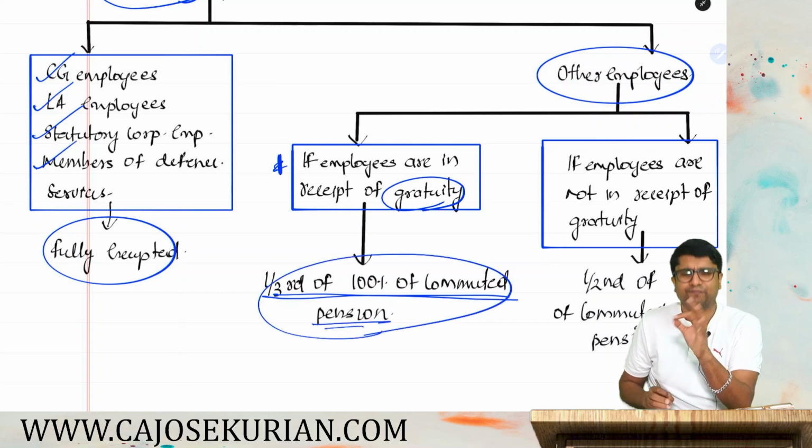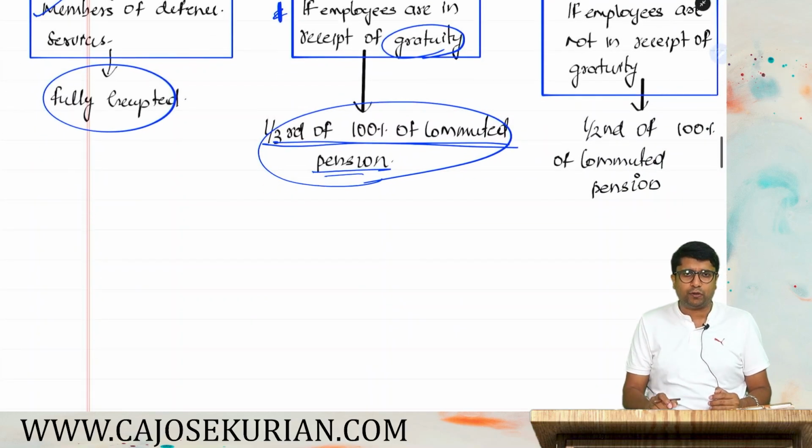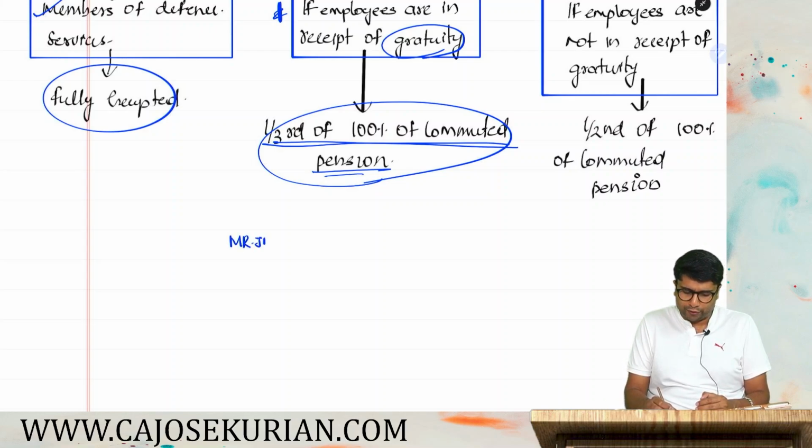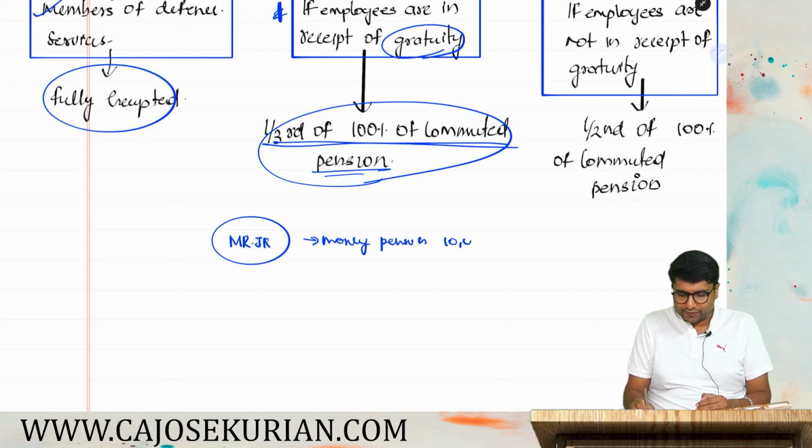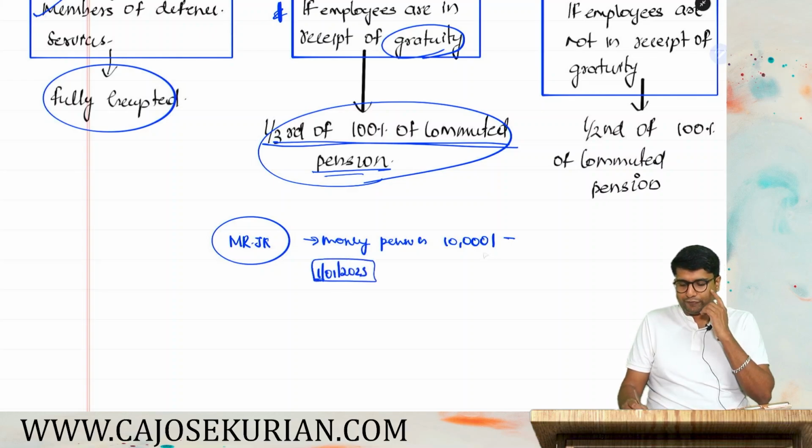What do you mean by this? I'll give you an example to make you understand this particular concept. Say Mr. JK is an employee of a company. He is in receipt of a monthly pension of 10,000 rupees. He retired on 1st January 2025 and is getting a monthly pension of 10,000 rupees.